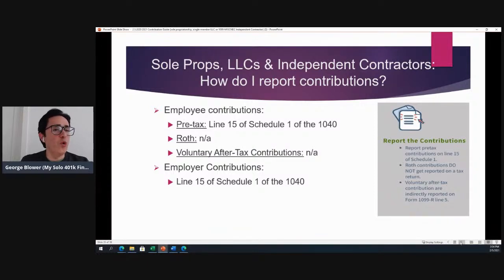So how do I report contributions? It depends on what type of contribution that you're making. If you're talking about employee pre-tax contributions, those are going to go on line 15 of Schedule 1 of the 1040. If you're talking about pre-tax employer contributions, it goes on the same line 15 of Schedule 1 of the 1040. Roth contributions, voluntary after-tax contributions are not reported. So that's NA.